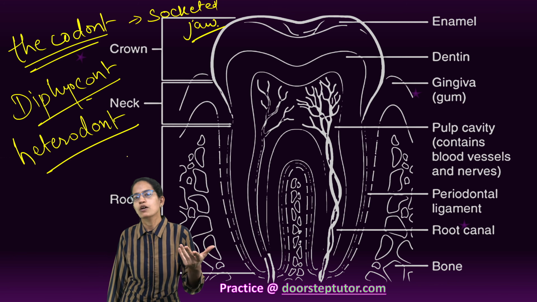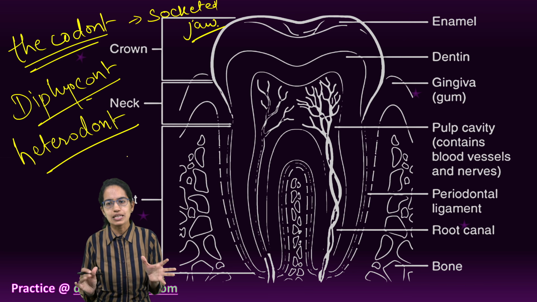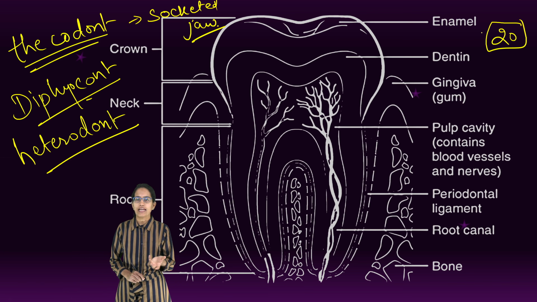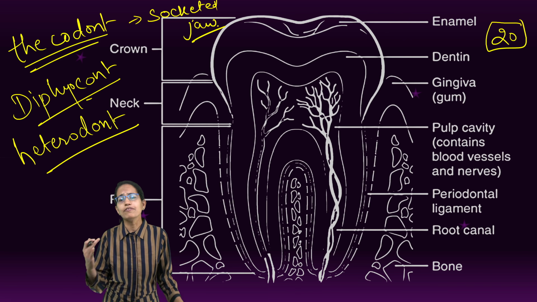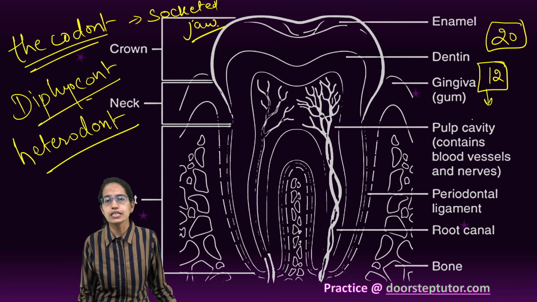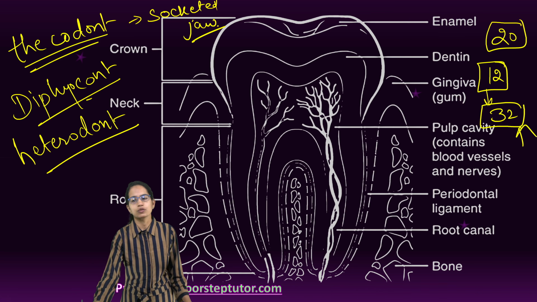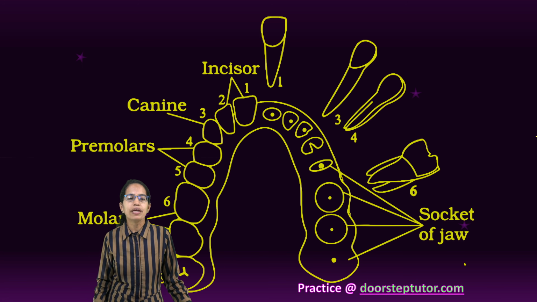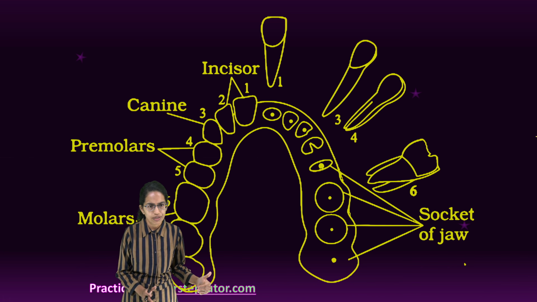8 months. The complete set of the temporary teeth, which is 20 in a human child, is seen by the age of 7 to 8 years, and at 12 years we say these teeth are completely replaced by the permanent teeth. The set of permanent teeth is 32 teeth. The total number of teeth is 32. Now coming on to the types of teeth: incisors, canine, premolar and molars.